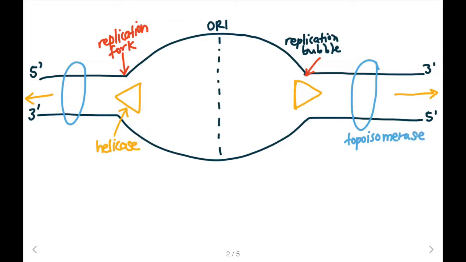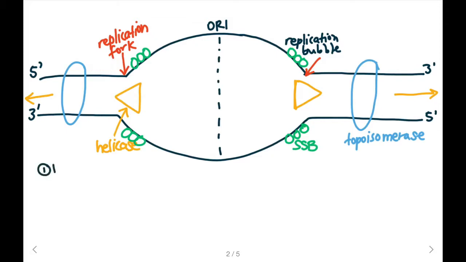Also, as we open our DNA, the strands want to join back together because they're complementary. They're more stable when they're hydrogen bonded. But to prevent the strands from joining together, we will have proteins called single-stranded binding proteins, SSB, that are going to prevent the strands from coming back together.